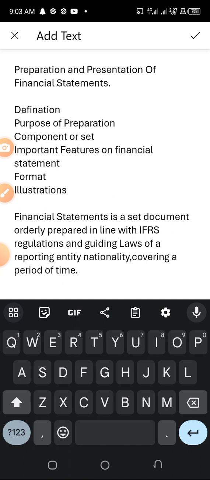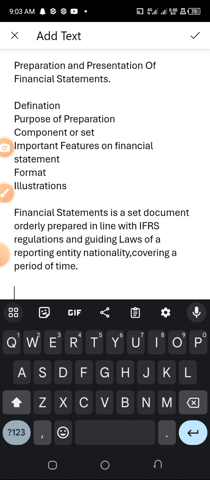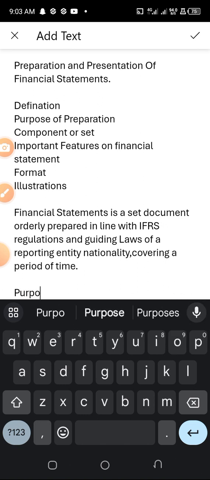It is an account of the rendition of stewardship of those charged with governance, that is the managers of the business. So financial statements give an overview of how they have been able to economically use the economic resources available to an entity within a period of time. That period is usually within 1 year. So having said this, let's go to the purpose of preparation.